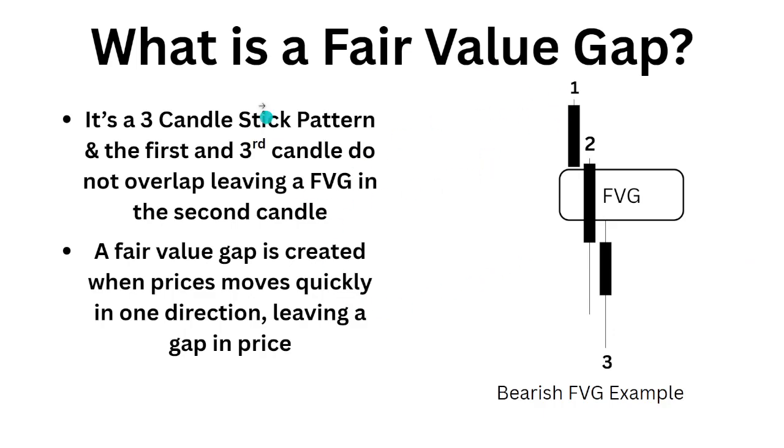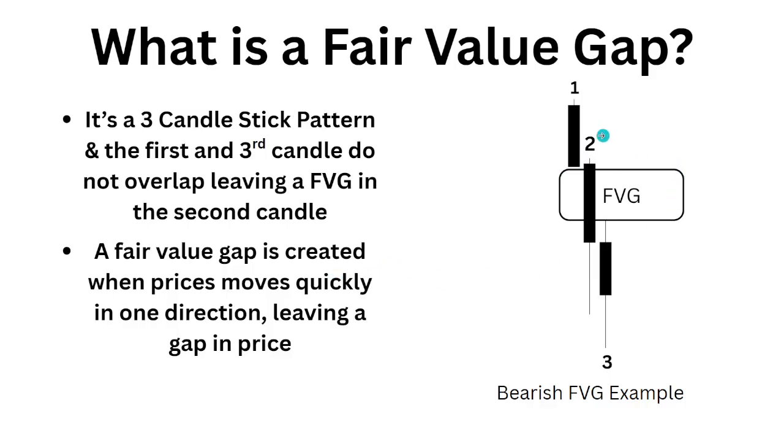A fair value gap is a 3 candlestick pattern where the first and the third candle do not overlap, leaving a fair value gap in the second candle. So if we look right here to the right, we're seeing there's a 3 candlestick pattern. There's the first one. Pay attention to the wicks. The wicks are super important. You see the wick here. There's no wick down here. And there's a wick here. As you can see, price left a wick gap right here. See that? Right in that second candle. It's a gap right here.